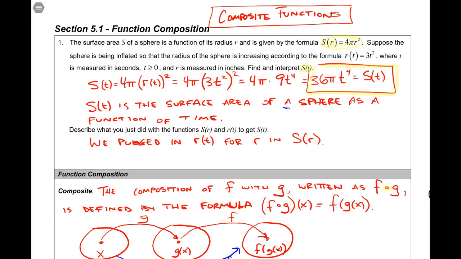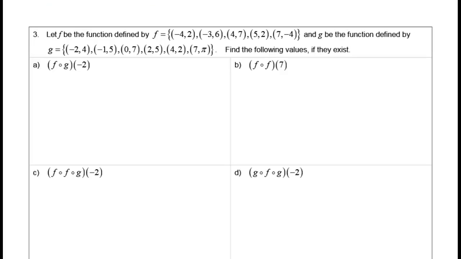All right, so that's it with page 1. Let's move on to page 2. Okay, so f is defined as this set of points here, and g is defined as this set of points here. Let's look at f of g of negative 2.